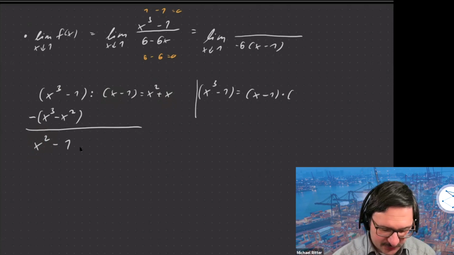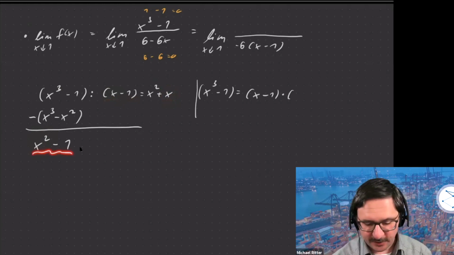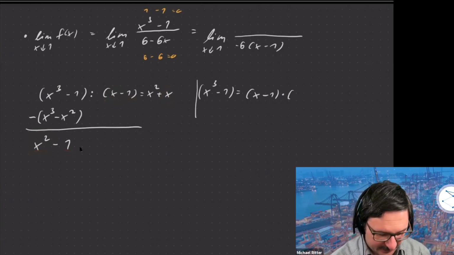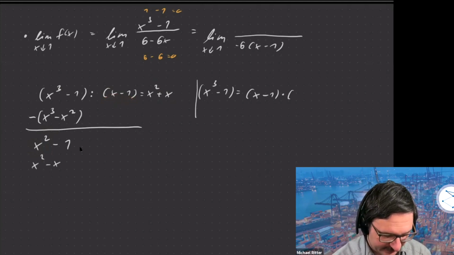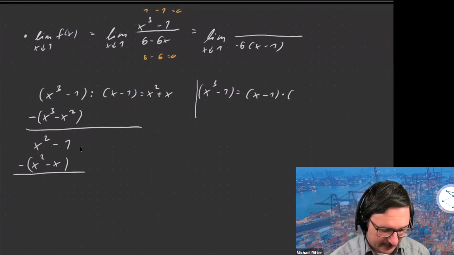And now we again subtract x times this whole factor from our remaining polynomial. So x times x minus 1 is x squared minus x. So we're going to subtract that. And we're left with x minus 1.